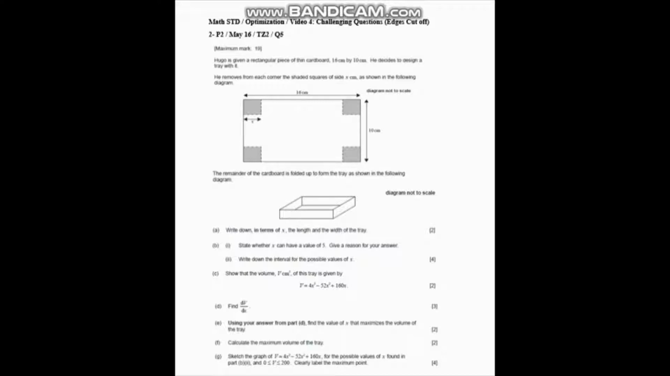Then in E, I'm told, using your answer from part D, find the value of x that maximizes the volume of the tray. And as we've mentioned previously, the value of x that maximizes the volume of the tray is the value of x that sets V dash to 0. So V maximum occurs when V dash equals 0. So I just need to solve this equation equal to 0 and find x. After I found x, I plug it into the original equation in order to find the maximum volume of the tray.